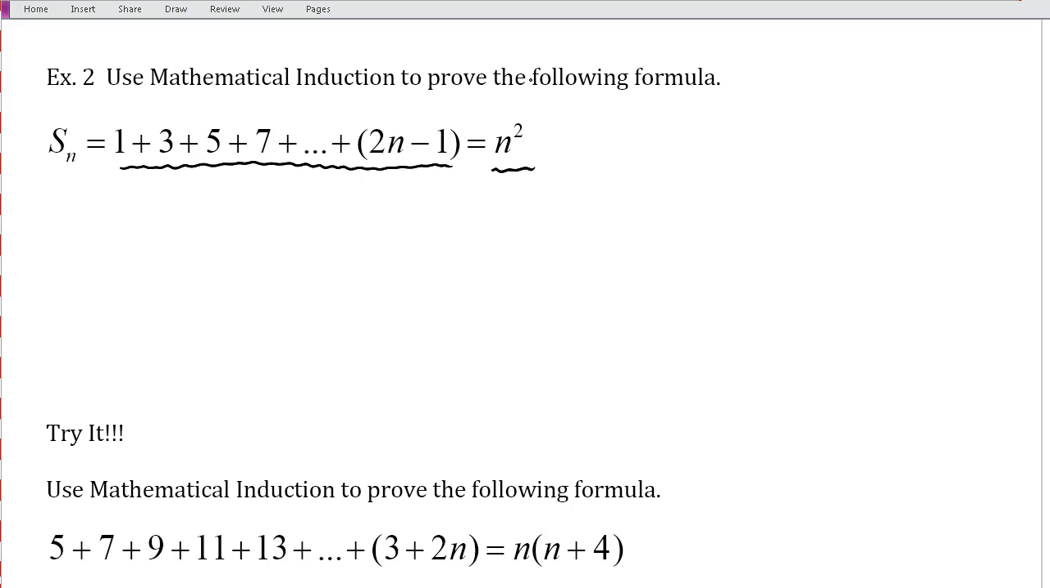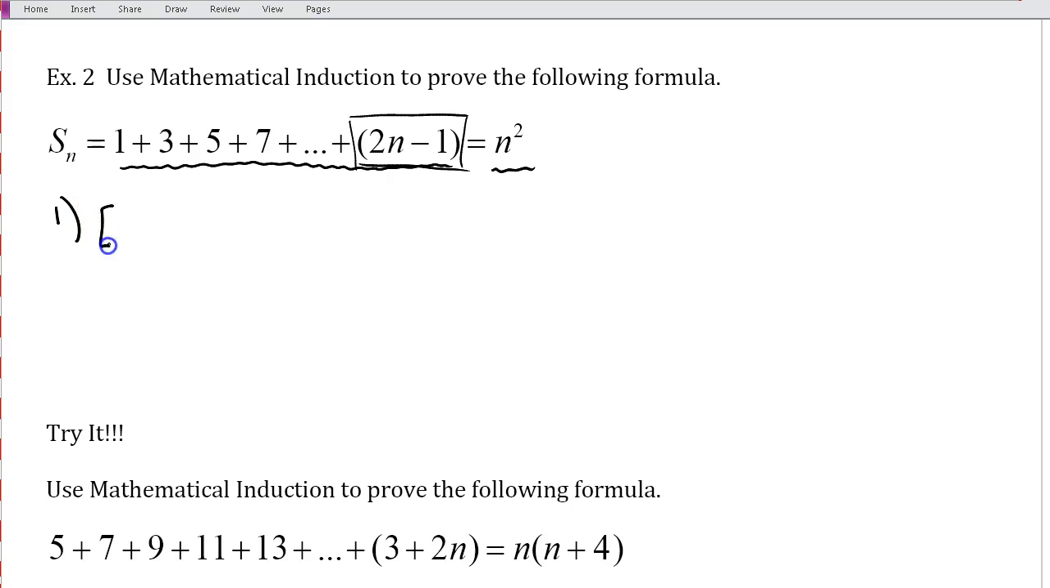So the first step here is to show that this relationship is true just for the first term. Okay? So this is what we might think of as a formula to generate the terms. So we want to see, does this work for the first term?